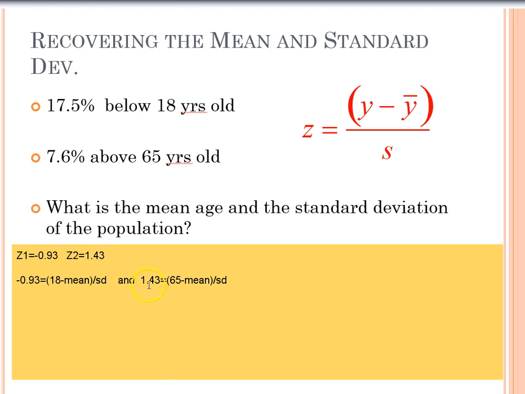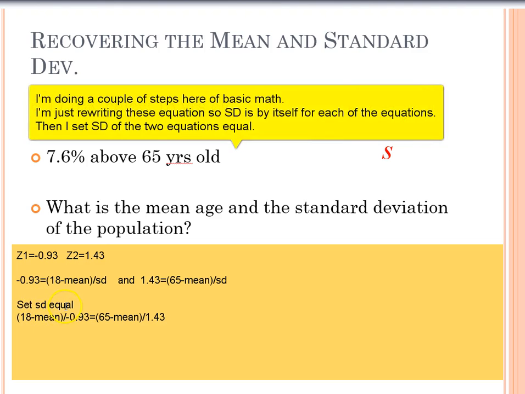The second formula then is going to use, again, this z formula. So we plug in our z-score of 1.43, and that's associated with an observation of 65. We're going to subtract off the mean and divide by the standard deviation. And so we're going to then use these two formulas to solve for the mean and then solve for the standard deviation. Using these two equations, the first thing that I do is get the standard deviation by itself. So I can move that to the left-hand side for both equations, and then I can set those two equations equal to each other.